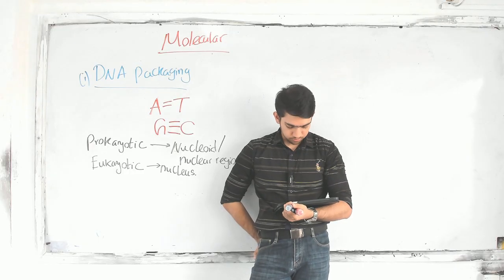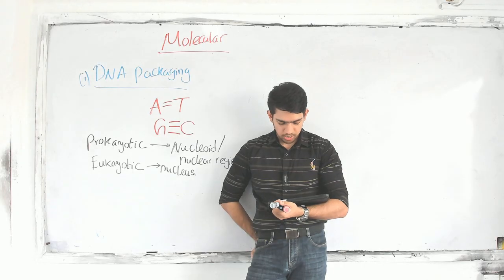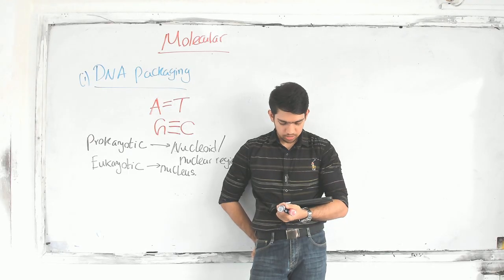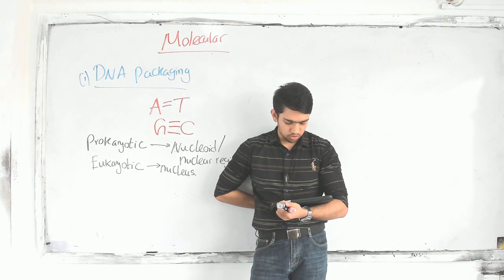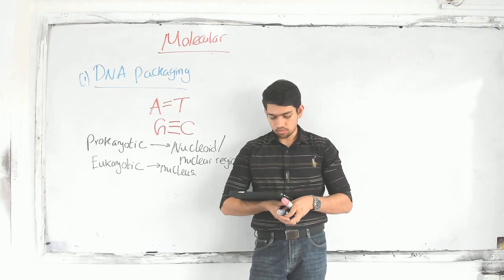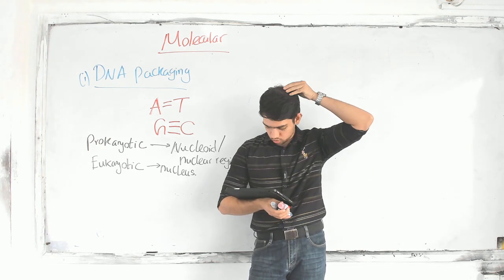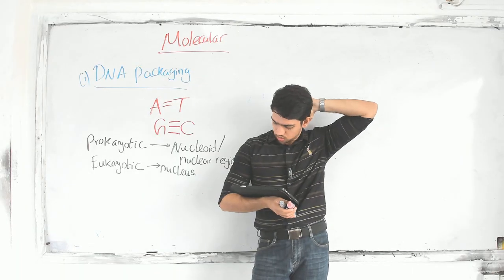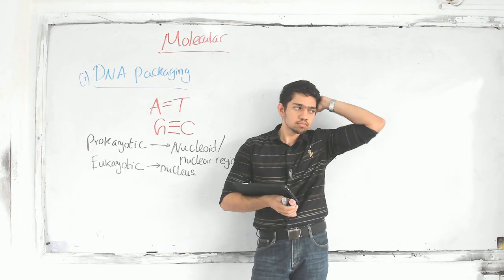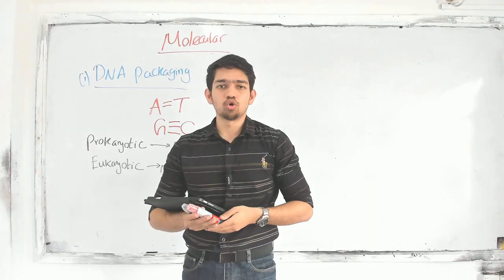Then highlight the definition. Containment of the genome or DNA in the nucleoid or the nucleus is called DNA packaging. Page number 2, above the topic architecture of prokaryotic chromosomes. Containment of the genome or DNA in the nucleoid or in the nucleus is called DNA packaging. Why do we need to package? Because it's an enormous amount of DNA.